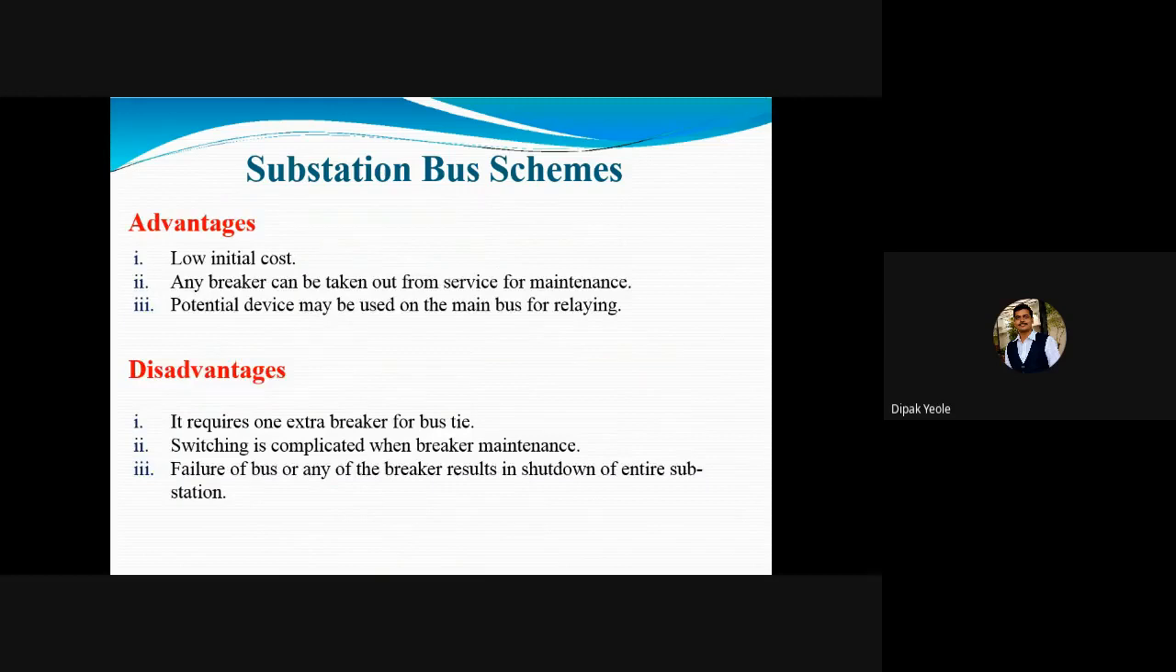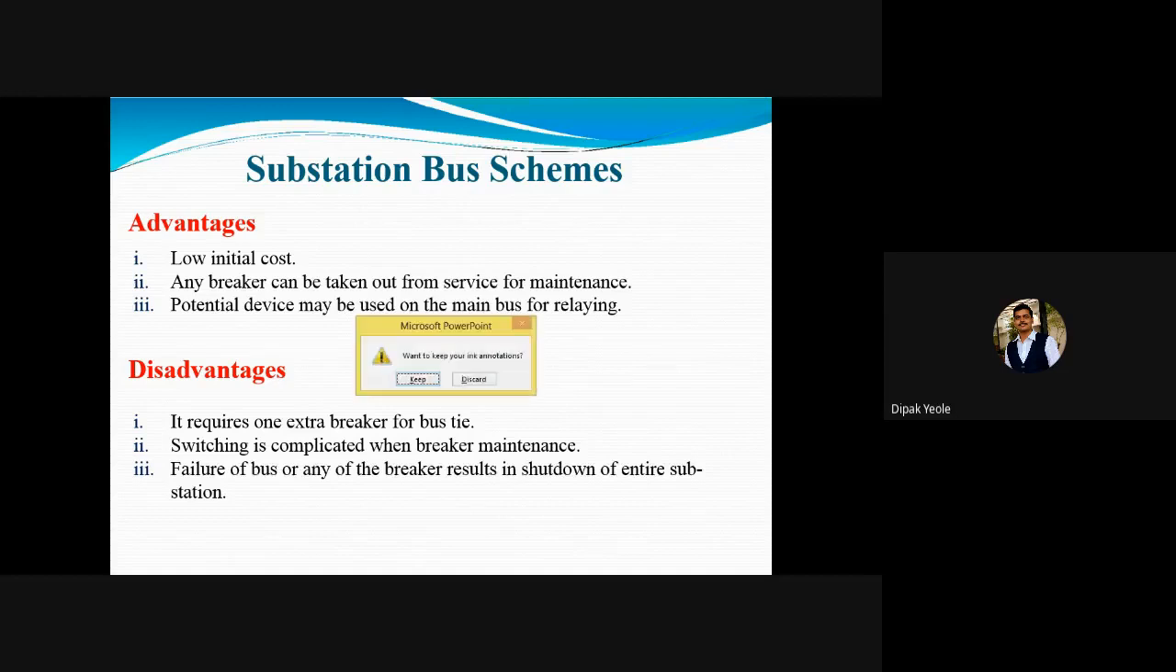Obviously, the advantage is the low initial cost. Any breaker can be taken out of service, and a potential device may be used for the main bus for relaying. The disadvantages are that one extra breaker is needed, the switching is complicated when a breaker is under maintenance, and failure of the bus or any of the breakers results in shutdown of the entire substation. Okay, so this is related to the syllabus.